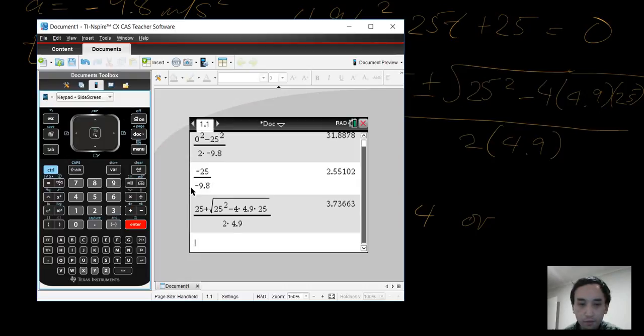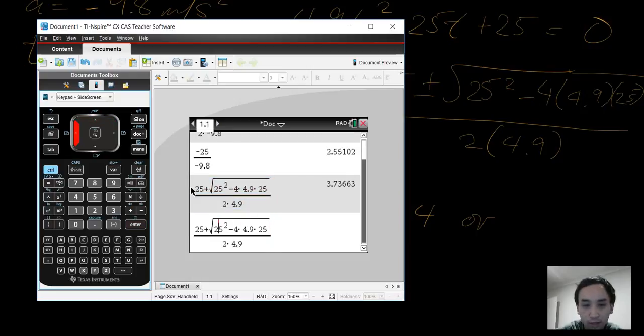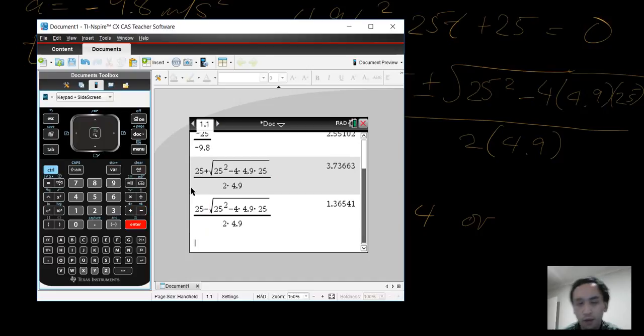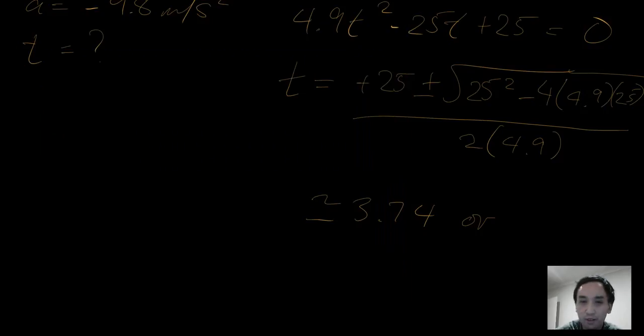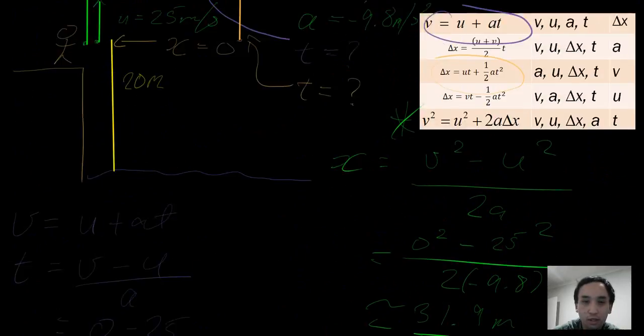Or you can consider the negative case. Now, you're going to expect a negative time value here because we are subtracting by the surd. But let's just double check, just to confirm. Oh, actually, maybe not. So this is 1.37. After either 3.74 seconds or 1.37 seconds, it seems that x is equal to 25 meters. What does this mean? Let's have a look at the question.